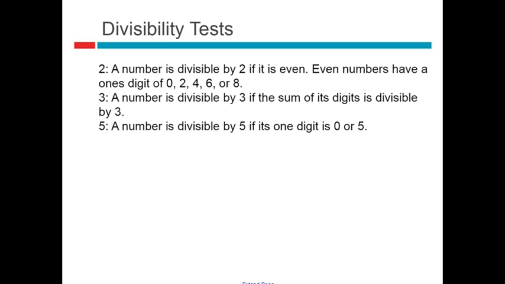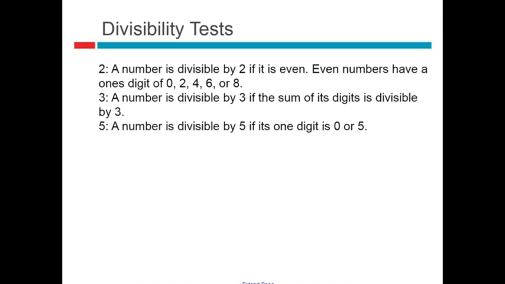A number is divisible by 3 if the sum of its digits is divisible by 3. So, for example, the number 33. If I add the digits 3 plus 3, I get 6. And 6 is divisible by 3. So the number 33 is divisible by 3.